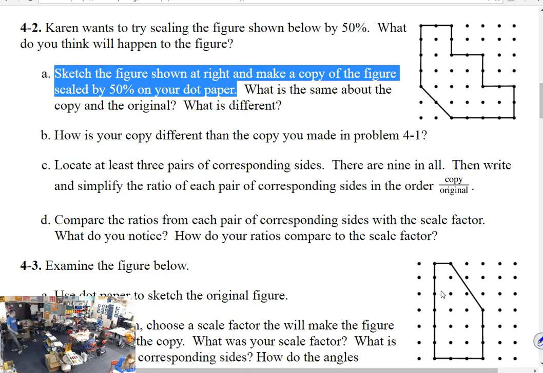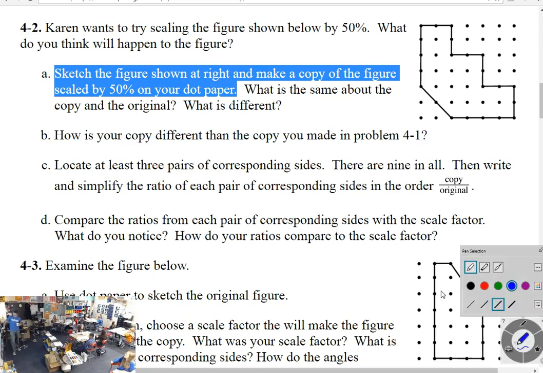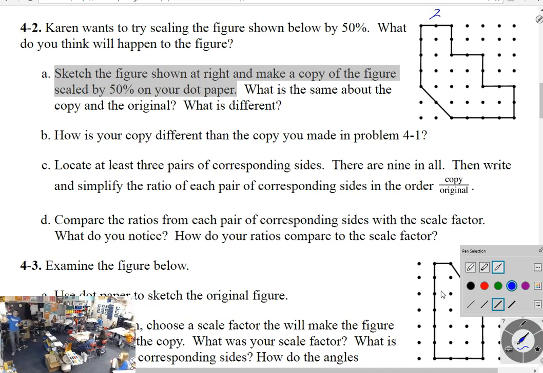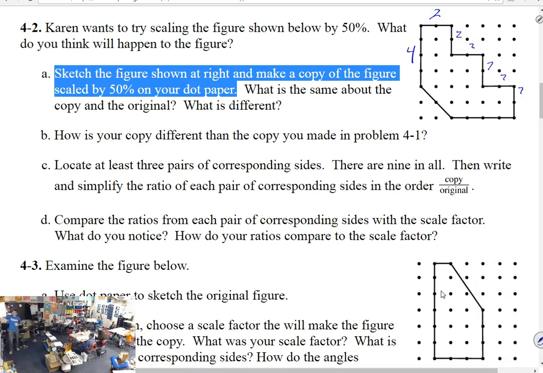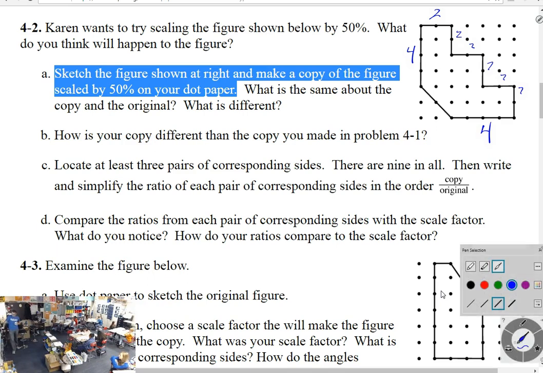Here's what I mean by saving paper. What's another way we can think of 50%? Half, right? So if everything's gonna be half, then I can look at what things are right now and calculate what they're gonna be. So if that's 2, 2, 2, 2, 2, 2, what are all the new ones going to be? Ones. If this is 4 and 4, what are the new ones going to be? 2. And if this is 2 diagonals right now, the new one's going to be 1 diagonal.